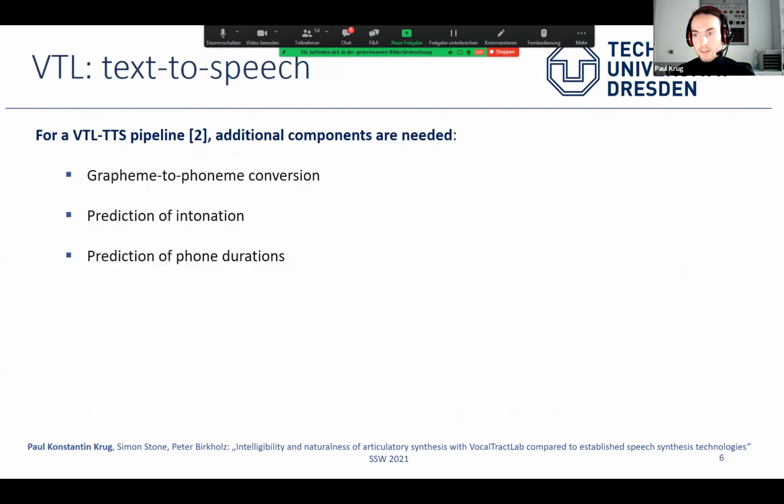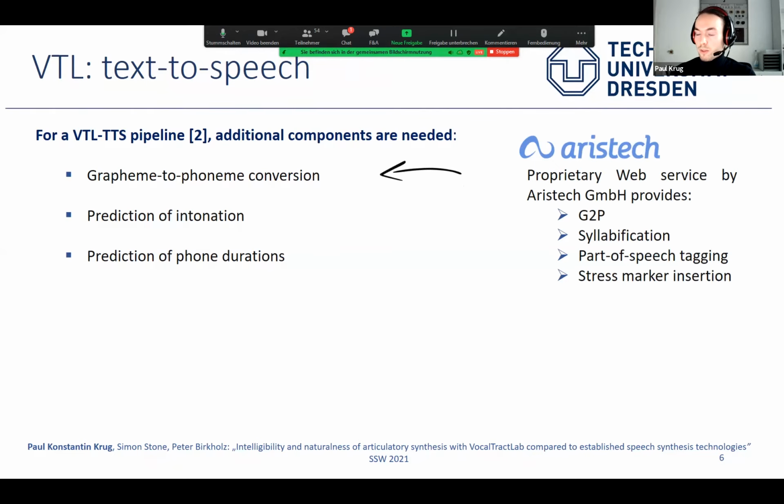So how can we extend this into a text-to-speech system? Well, you need to turn the text into the phonemes. So you need the G2P conversion. You have to predict the intonation, and you also have to predict the phone durations. And currently, this pipeline was developed in cooperation with a German company called Articulation. So they provided us a web service that basically gives us the G2P conversion and the syllabification, as well as some linguistic features such as part of speech tagging and stress marker insertion.